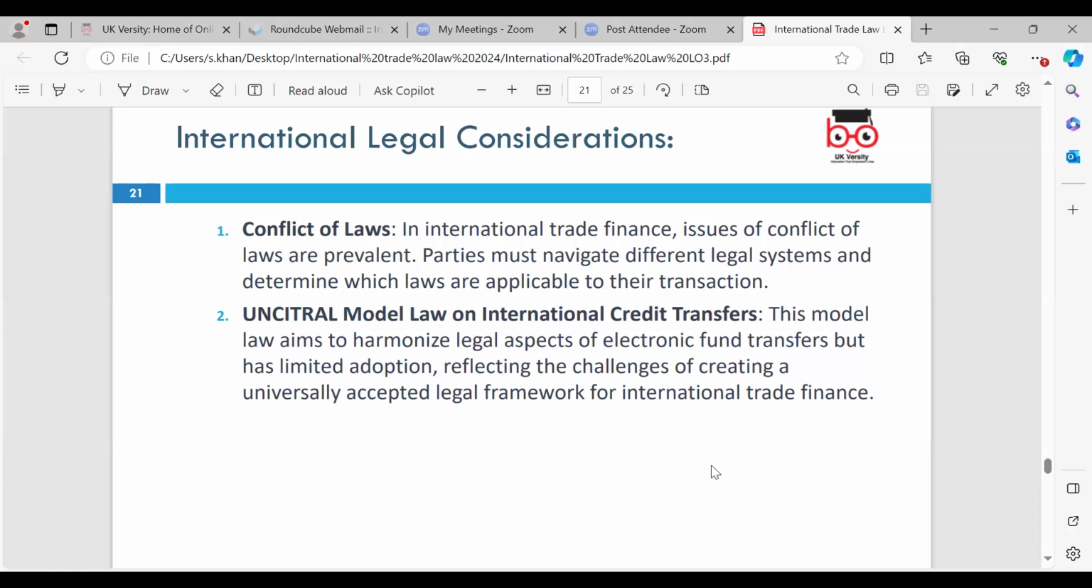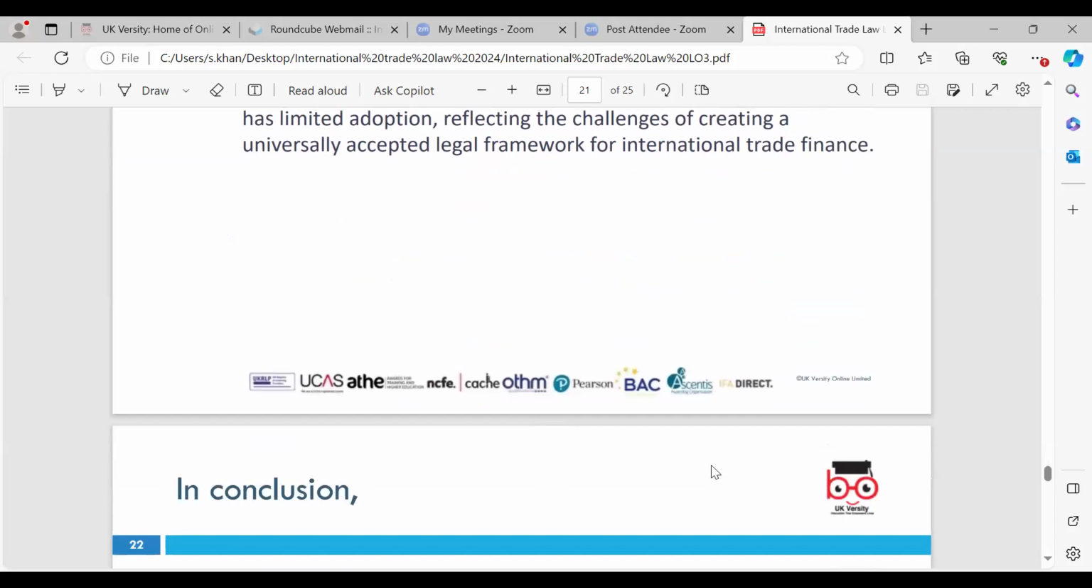The UNCITRAL Model Law on International Credit Transfers. This law aims to harmonise legal aspects of electronic fund transfers, but has limited adoption, reflecting the challenges of creating a universally accepted legal framework for international trade finance.